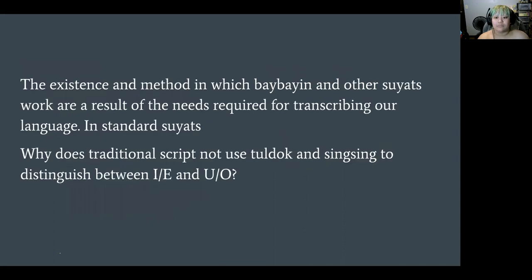The existence and methods in which Baybayin and other Suyats work are a result of the needs required for transcribing our language in standard Suyats. This is honestly something that is very important. That's why some languages aren't that good at being transcribed in one system versus another, like how the Latin alphabet wouldn't work with Chinese languages since they utilize tone and such.